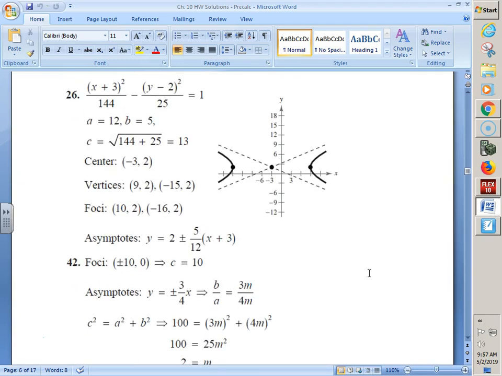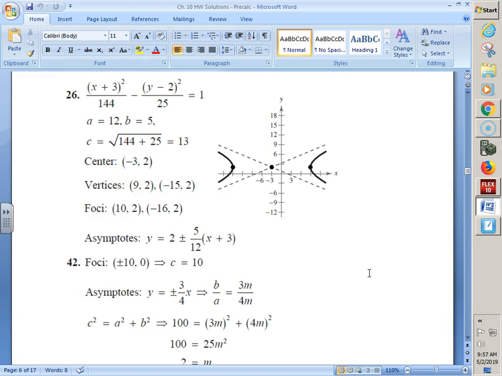Oh, for 26, they gave you the equation, yeah? Did you guys get your center of -3, +2? Your A was 12, because it's what comes first. Yeah, he was bigger, but that wasn't the point. He was positive, as far as the term was positive. A was 12, B was 5. You could find C pretty quickly to be 13 using the formula.